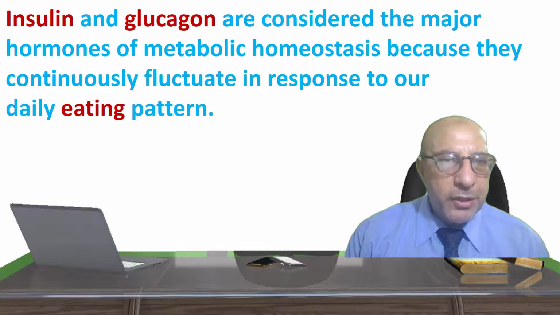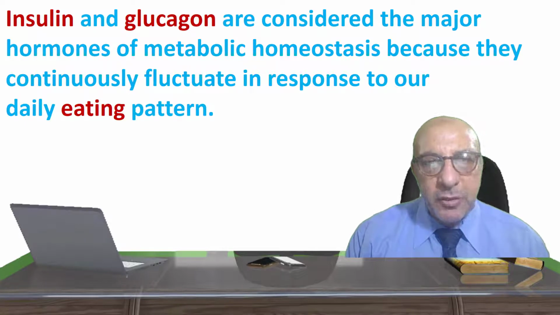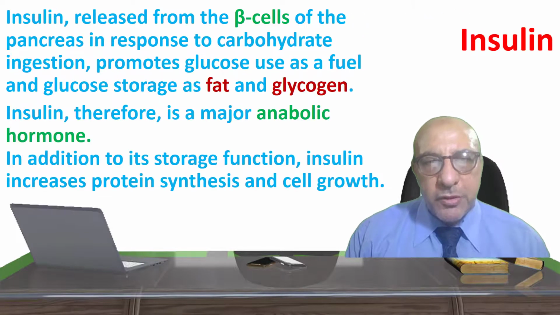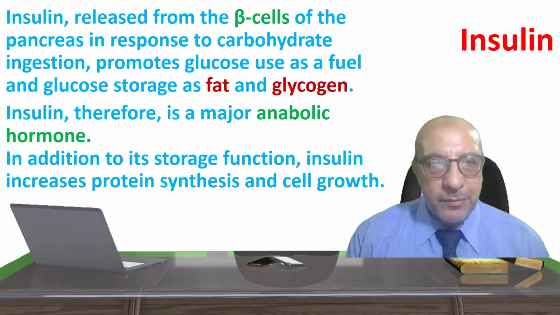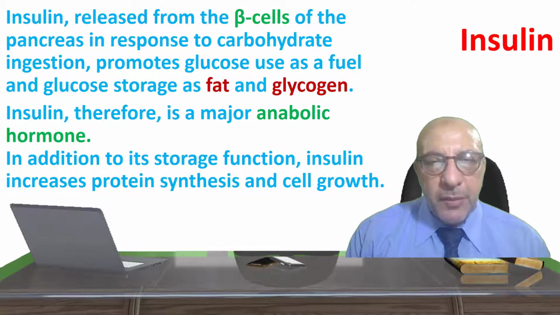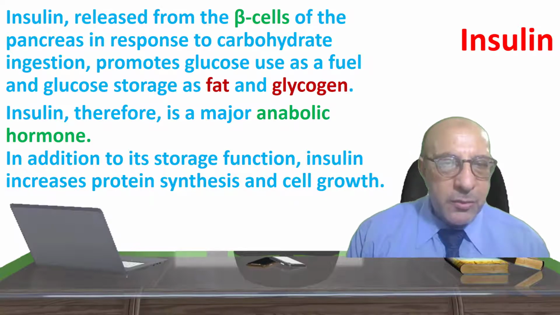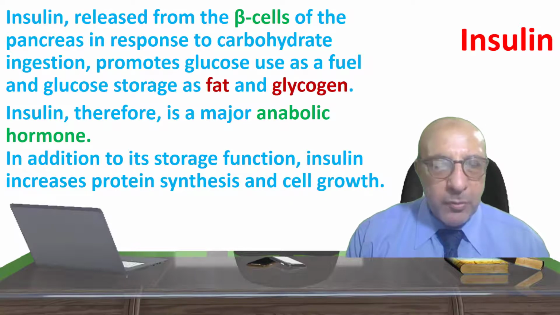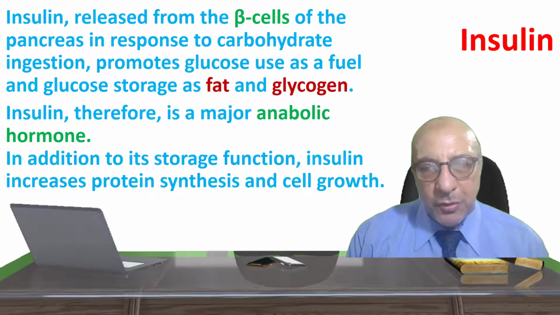To start with, insulin is released from beta cells of the pancreas in response to carbohydrate ingestion and the rise of the blood glucose. Insulin will act to store all the excess of glucose, mainly in the liver in the form of glycogen, and in the adipose tissue in the form of fat, a process described as an anabolic process, and that's why insulin is considered an anabolic hormone.